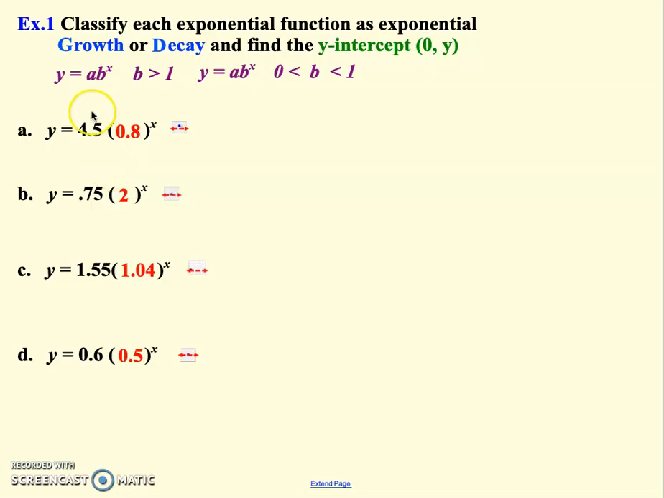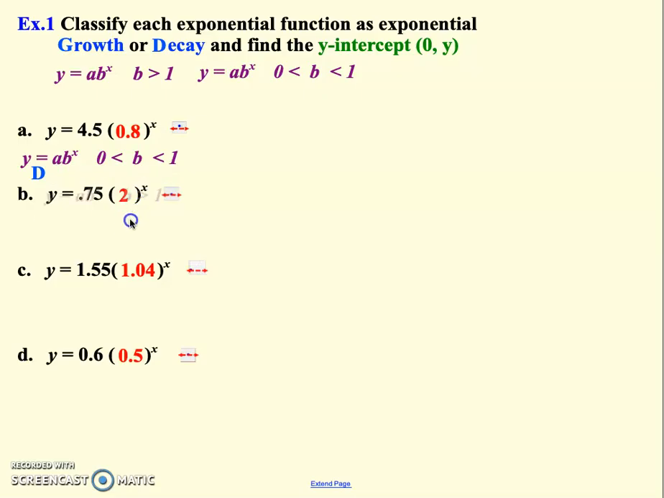First thing to do is just get an idea of growth and decay, and it's pretty simple as you guys scan down through the list of those red values, which are all your bases. Any base that's a number between 0 and 1 is going to be your automatic decay. So 0.8 definitely fits in there. So that would be a decay.